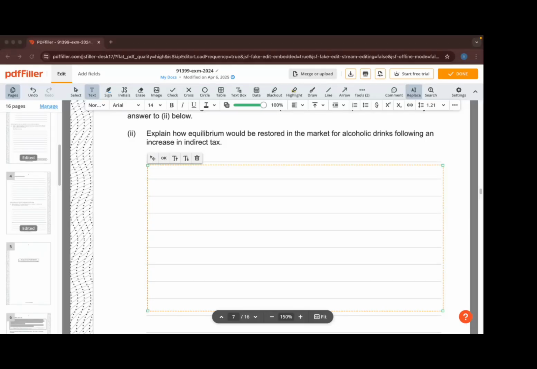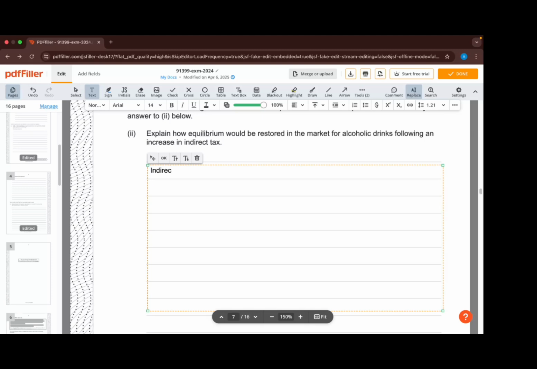Okay, guys, so moving on to the next question. They're talking about how equilibrium is going to be restored to alcoholic drinks following an increase in indirect tax. So guys, this is another market forces question. What happened in the market is there's going to be a shortage in alcoholic drinks. Because of that shortage, consumers are going to bid up the price to a point where quantity supplied will equal quantity demanded, and equilibrium is going to be restored in the market. We'll start off with an opening sentence.